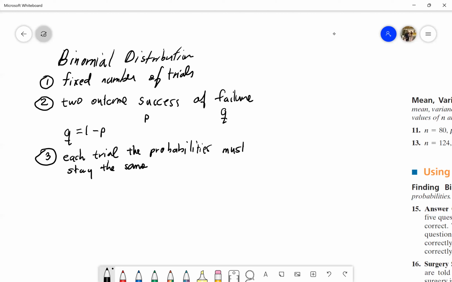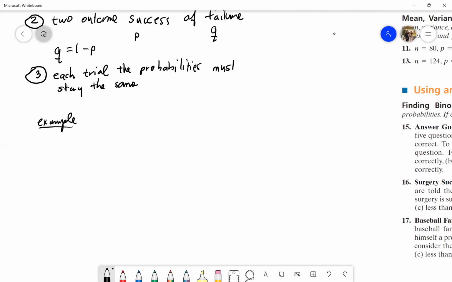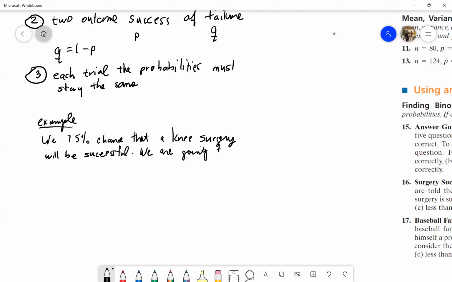Now, let's do an example so we can identify each part of this. Let's say we have a 75% chance that a knee surgery will be successful. We are going to operate on three patients. Okay. Is this a binomial distribution or not?